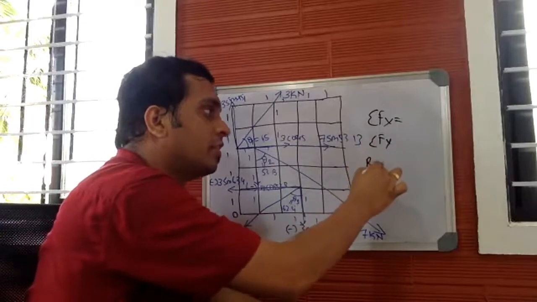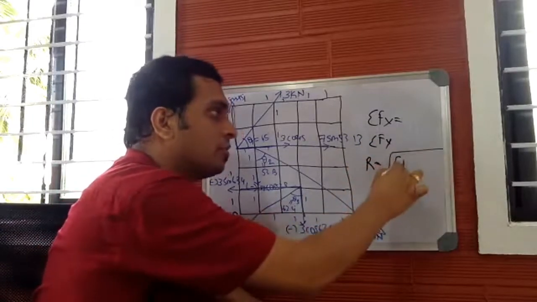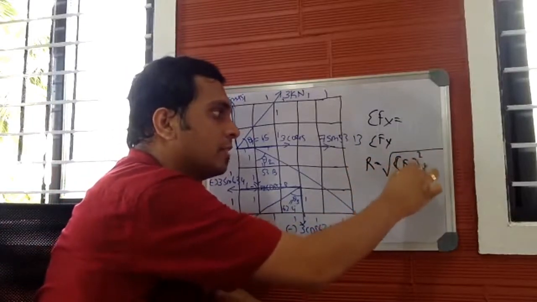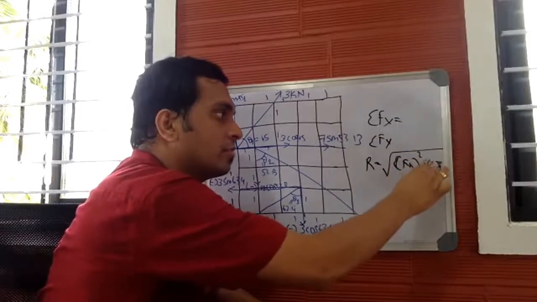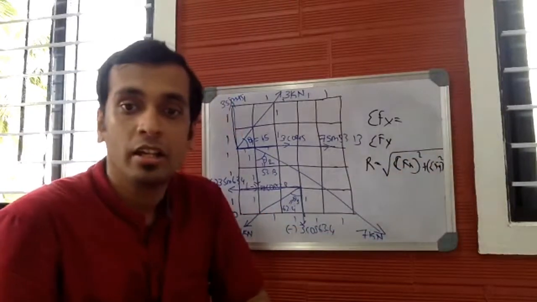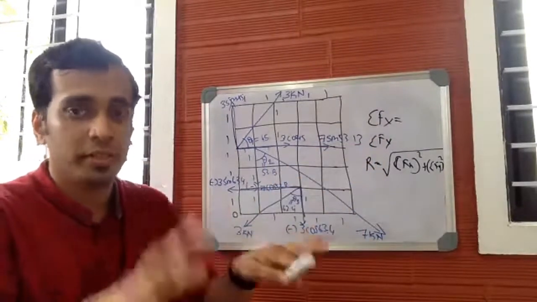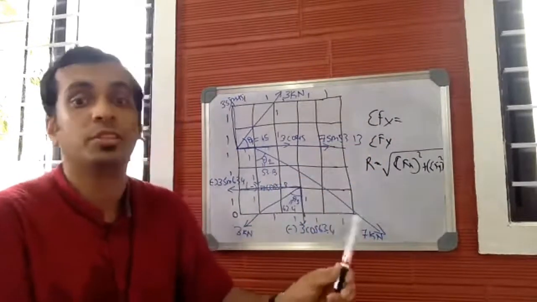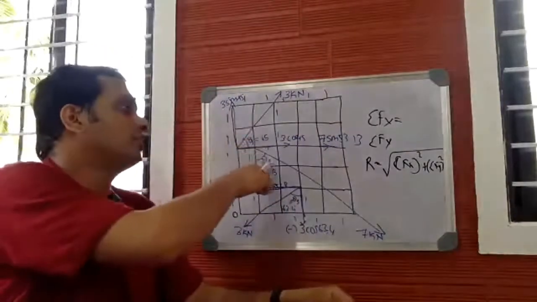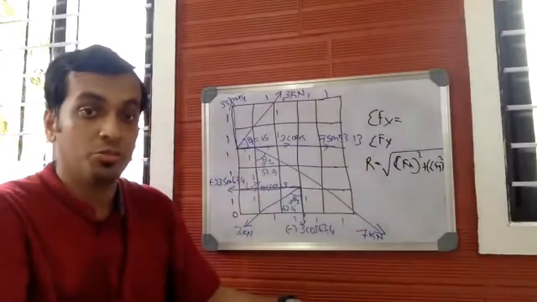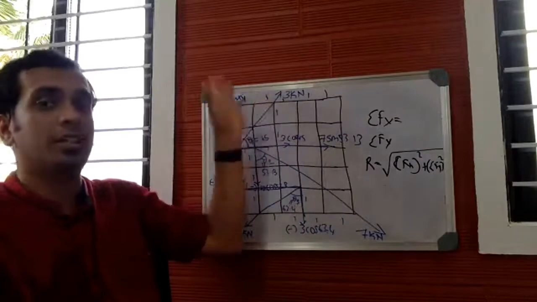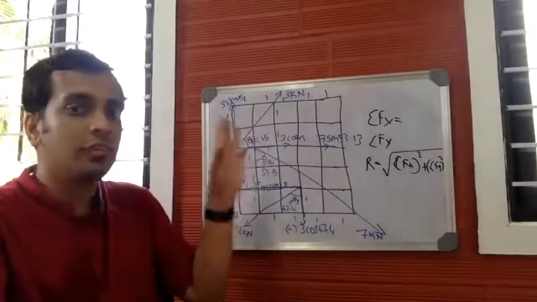Using this, you find the value of R, which is the square root of summation of Fx squared plus summation of Fy squared. Done. I'll not be solving this in detail. Hope you can do this. It's just a numerical calculation if you understand the steps. The only difficulty here is to find the angles. Using this particular data, you'll be finding the angles. Once you find the angle, it's easy.